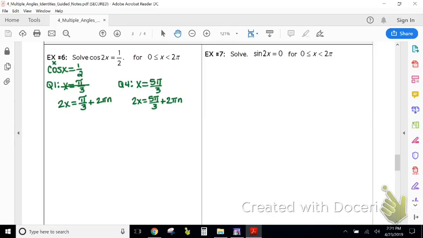Alright, so we need to solve for x. So to get x by itself, we're going to divide everything by 2. I'm going to have to do that on both of these equations because they were both 2x. And so let's simplify that. So we get x equals, dividing by 2 is the same as multiplying by what? So that's going to give us what? Pi over 6. And then plus pi n.